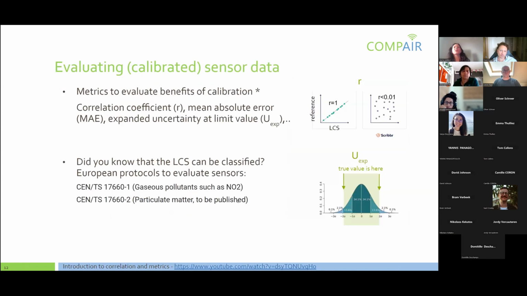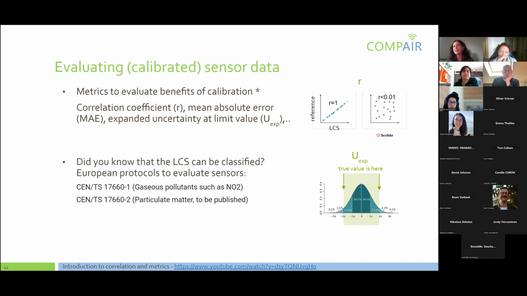So how do we evaluate calibrated sensor data? There are a few metrics that you can calculate to look at how well your raw sensor measurements are performing and how your calibrated sensor measurements perform compared to the reference data that you have. Some of these metrics are Pearson correlation coefficient, mean absolute error, and expanded uncertainty at limit value, and the definitions for all of these you can find in the link below. Basically it tells you how well you match with your golden truth data.